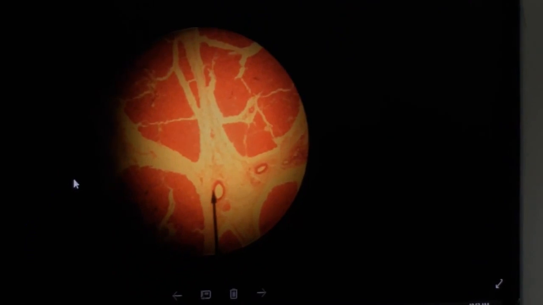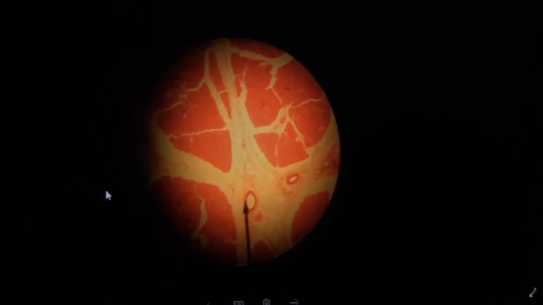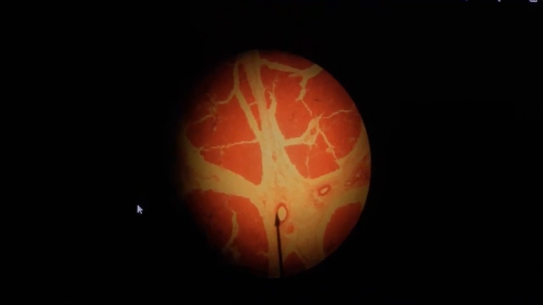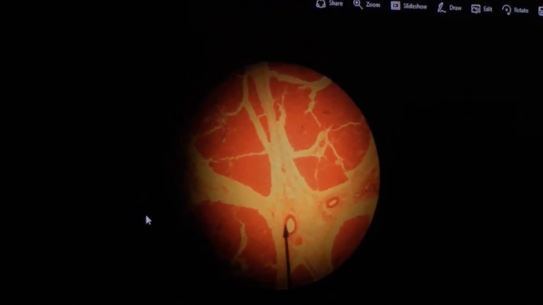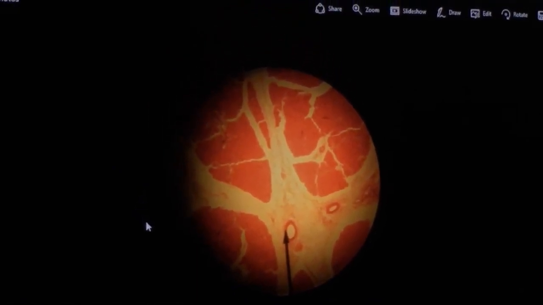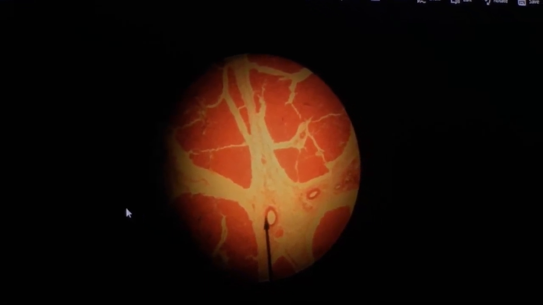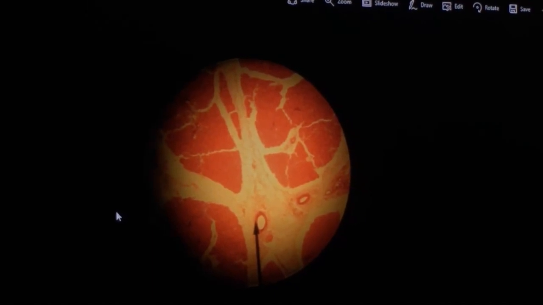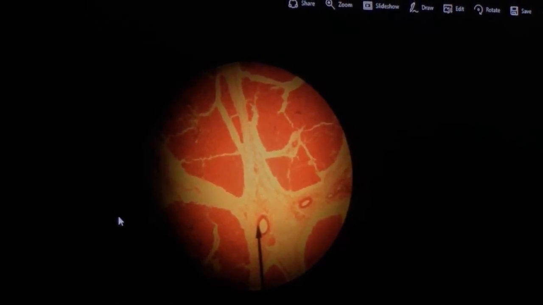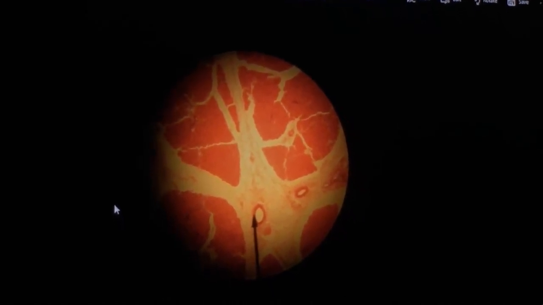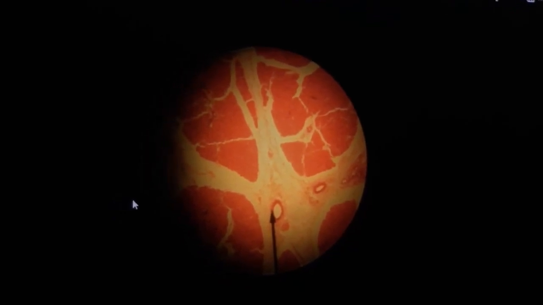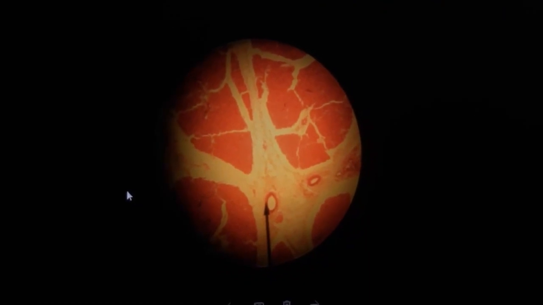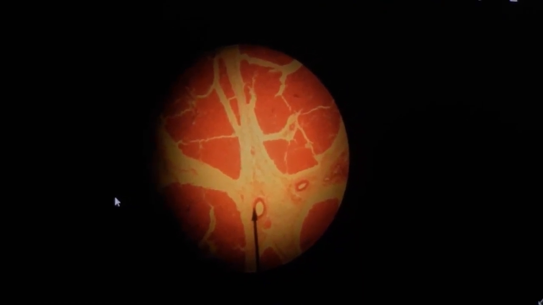I bet you nobody is going to tell me. So tell me. No, not directly. So what is the first set of nodes that lymph from the parotid drains to? The parotid nodes. Exactly. Parotid nodes.